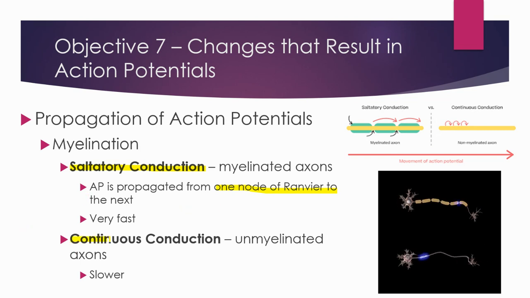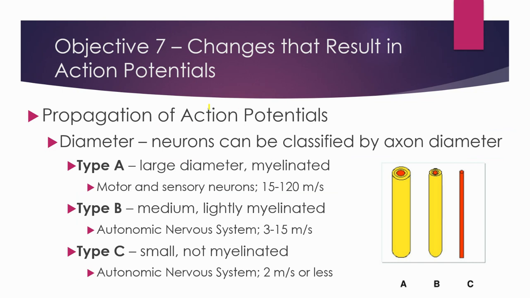Now if you have an unmyelinated axon, it's going to move a little bit slower because it's having to move its way all the way down the axon. It's still fast, but it's going to be slower than what it is in saltatory conduction. When it comes to diameter, your larger axons are going to equal faster action potentials. Typically your larger diameter axons are also myelinated, which is going to speed them up even more. We'll see this in our motor and sensory neurons that have quick responses, like in our reflexes.